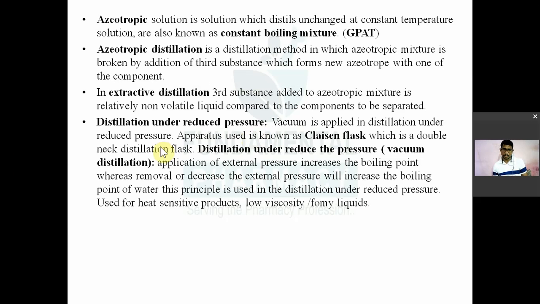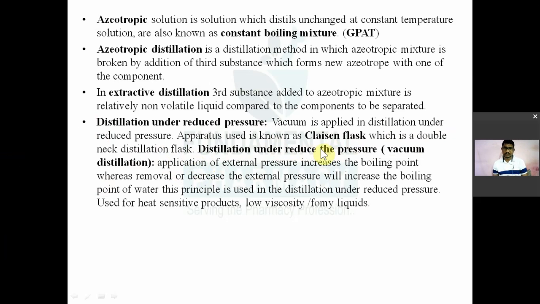Vacuum is applied in the distillation under reduced pressure. The apparatus used is a Claisen flask, a double neck distillation flask. उसको दो गर्दन होगी. एक गर्दन को आपको वैक्यूम लगाएंगे, एक इसमें ये आपका कंडेंसर लगाएंगे.